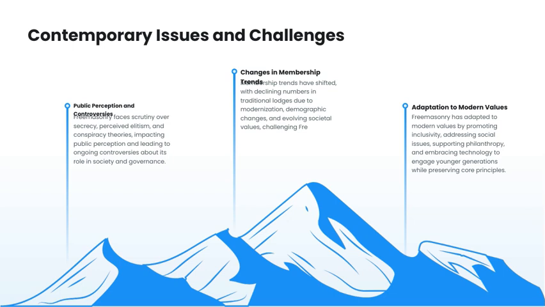One of the main points of scrutiny is the secrecy that surrounds our lodges, which often leads to perceptions of elitism and even conspiracy theories. These perceptions can impact how the public views Freemasonry and sometimes spark ongoing controversies about our role in society and governance.